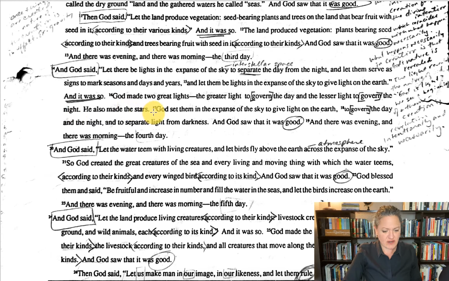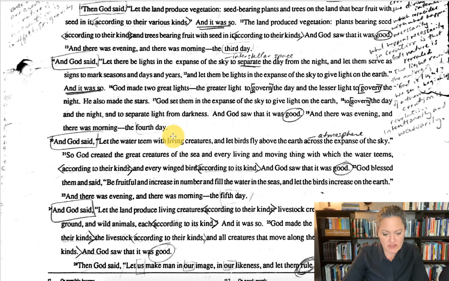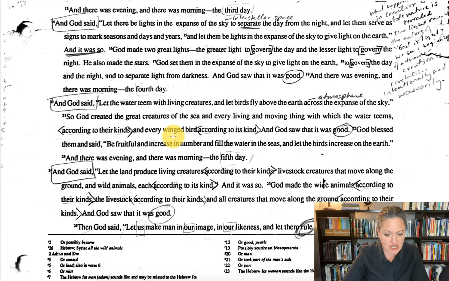He also made the stars. God set them in the expanse of the sky to give light on the earth, to govern the day and the night, and to separate light from darkness. Again, a separation. And God saw that it was good. And there was evening, and there was morning, the 4th day. So notice we don't have light until the 4th day. And this is light from the sun and the stars. So I don't know if that evolutionary account is going to work unless we change things a bit.